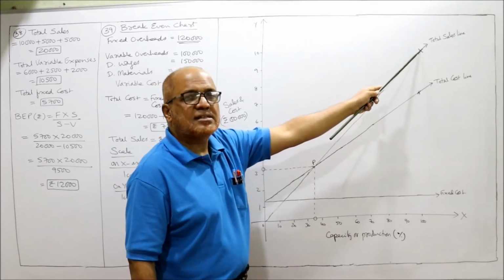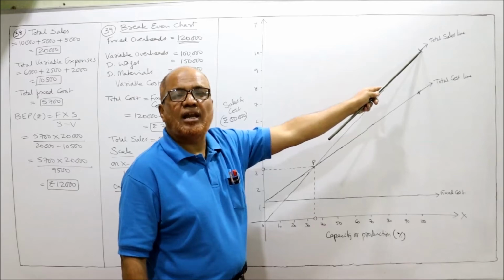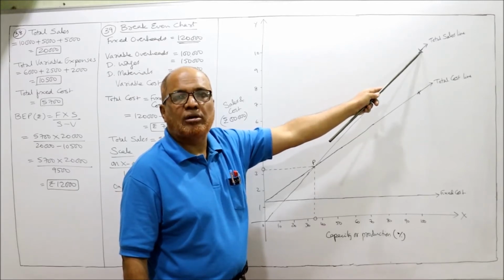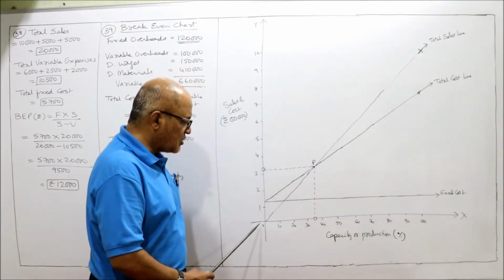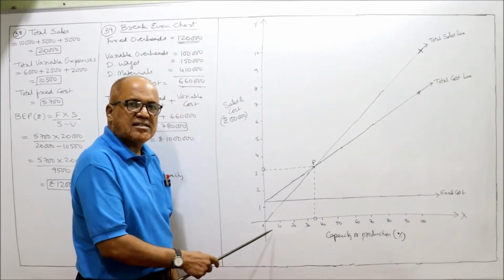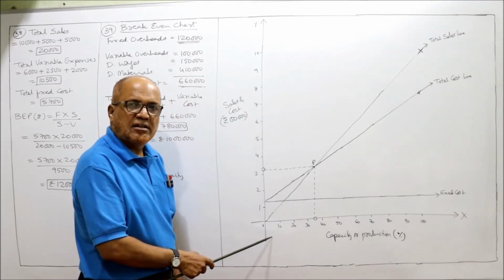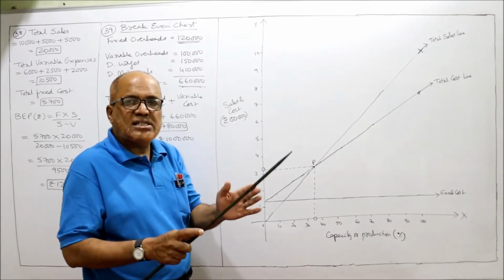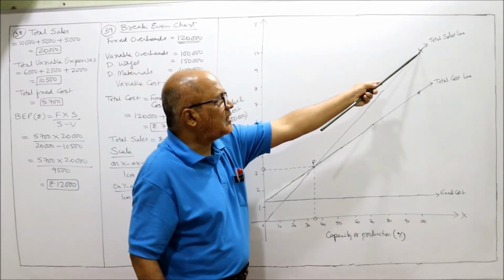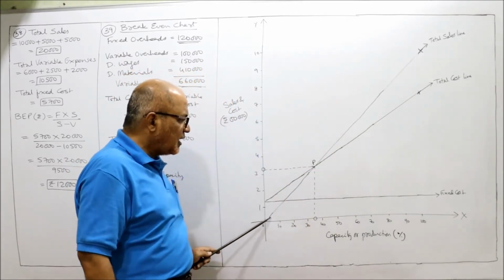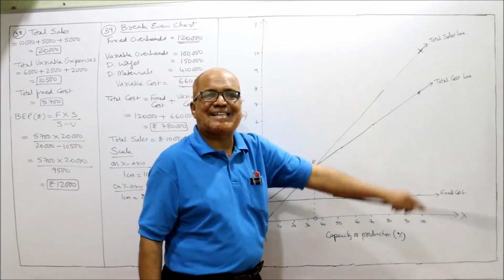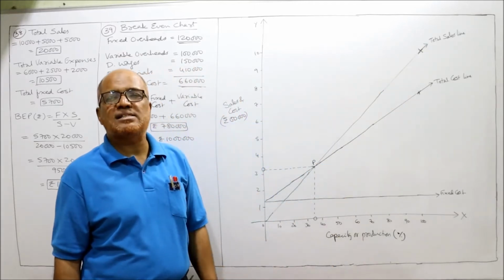And from this point, draw a straight line to the origin. Origin means this is the origin. Where the x-axis and y-axis meet is called the origin. So draw a straight line from this point to the origin. And this is called the total sales line.